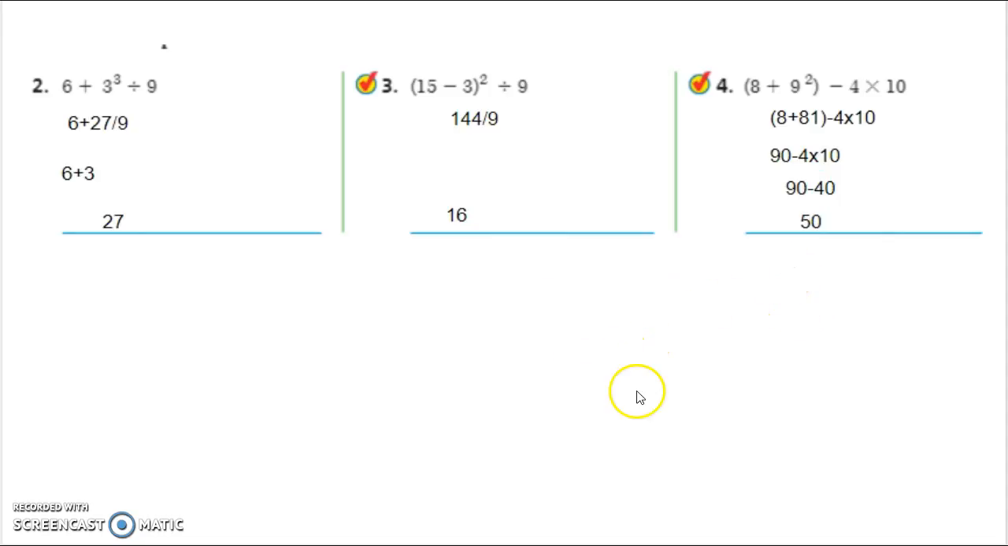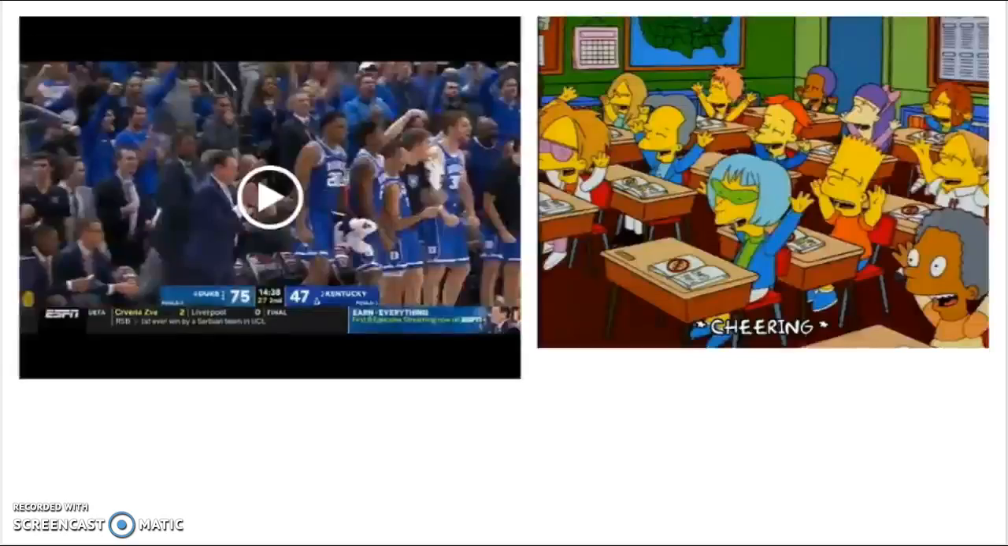So remember, Please Excuse My Dear Aunt Sally. And remember that multiplying and dividing, whichever one comes first, left to right. And adding and subtracting, same way. And also remember up here, like in this one, you do what's inside the parentheses first, you perform that operation first, then you do the exponent operation.